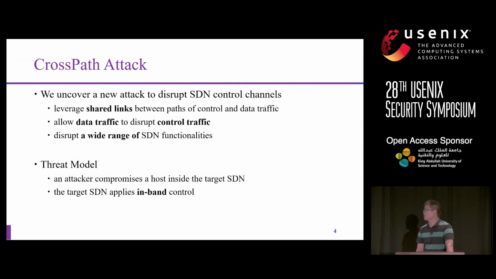In this paper, we uncover a new attack named CrossPath to disrupt SDN control channels. This attack is caused by shared links between paths of control traffic and data traffic. This attack allows data traffic to disrupt control traffic. And as the attack disrupts SDN control channels, it can affect a wide range of SDN functionalities.